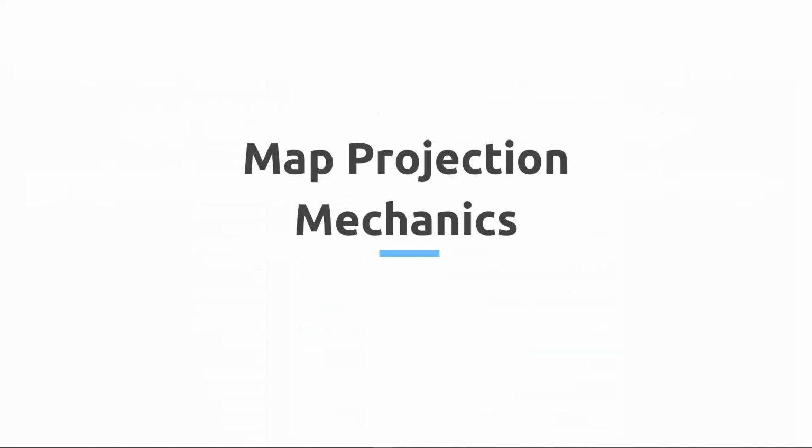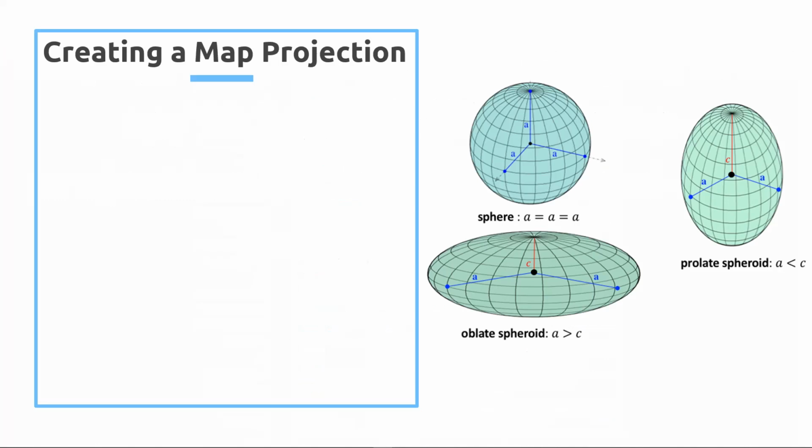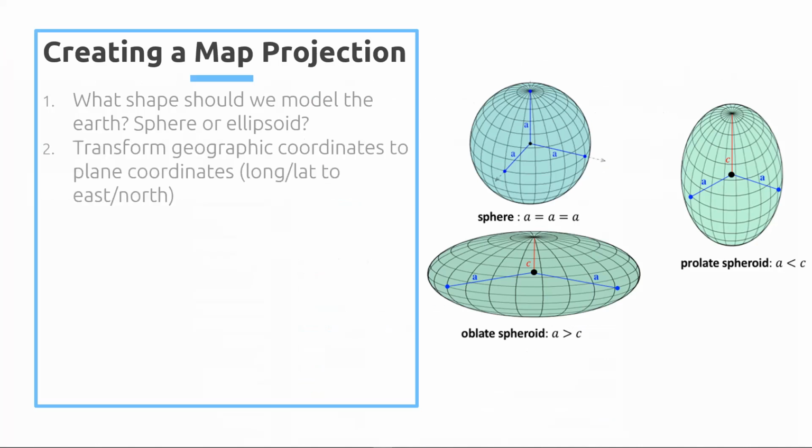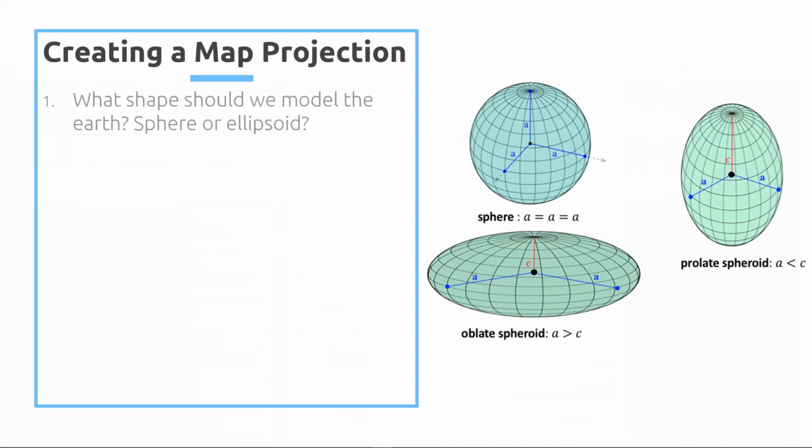Yeah, so now we can get into the more specific mechanics of map projections. There are 3 primary steps to creating a map projection. The first one is deciding what shape you're going to model the Earth as. You need to figure out how you're modeling the 3D surface of the Earth, essentially. A lot of projections work under the assumption that the Earth is a perfect sphere, like this right here, and so they'll model it as such.